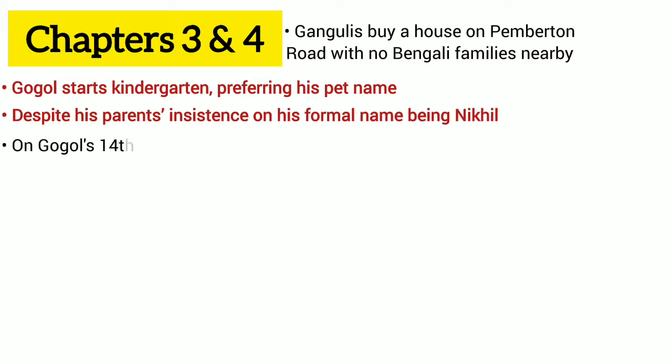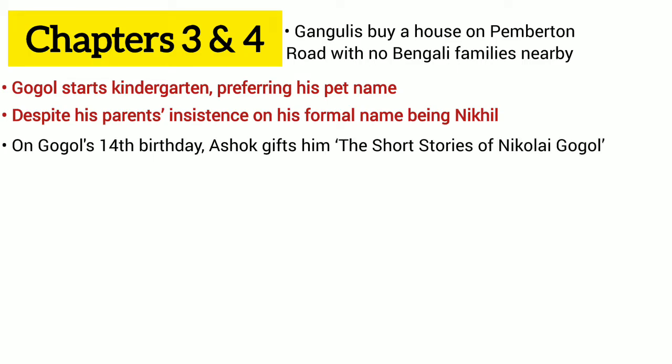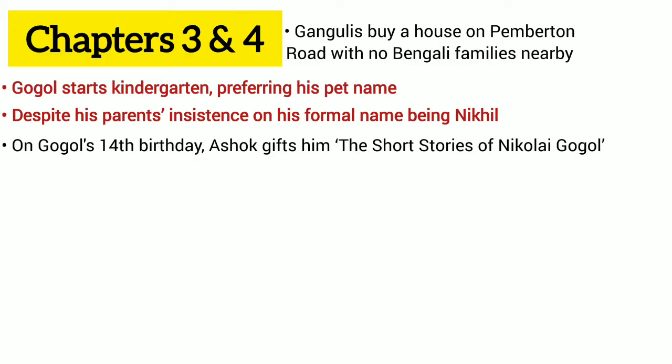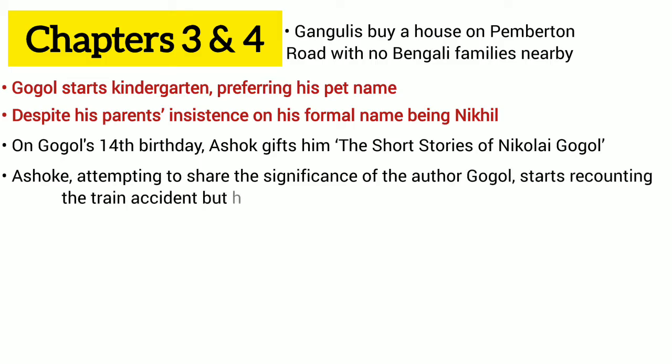On Gogol's 14th birthday, Ashok presents him with a birthday gift, the short stories of Nikolai Gogol. Despite his father's thoughtful gesture, Gogol is more engrossed in listening to the Beatles and fails to appreciate the literary gift. Ashok, attempting to share the significance of the author Gogol, starts recounting the train accident but halts, realizing Gogol's inability to comprehend. Gogol discreetly hides the book when his father leaves his room.